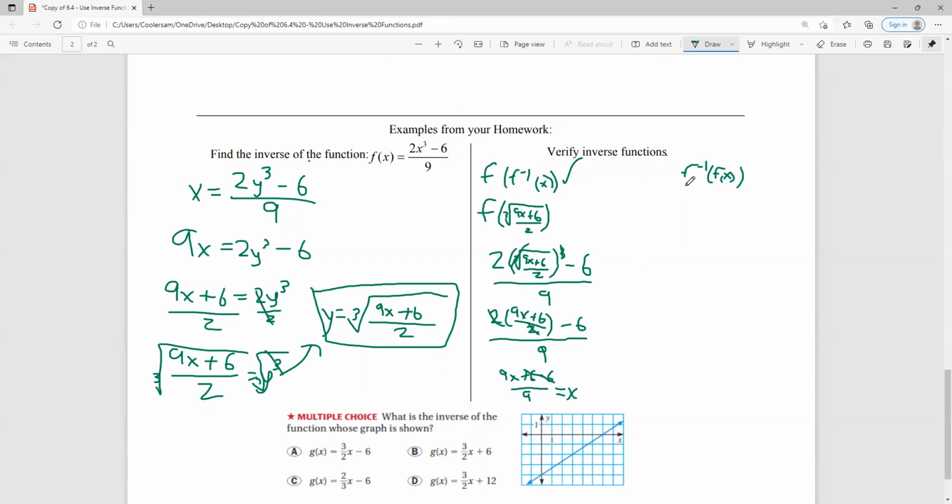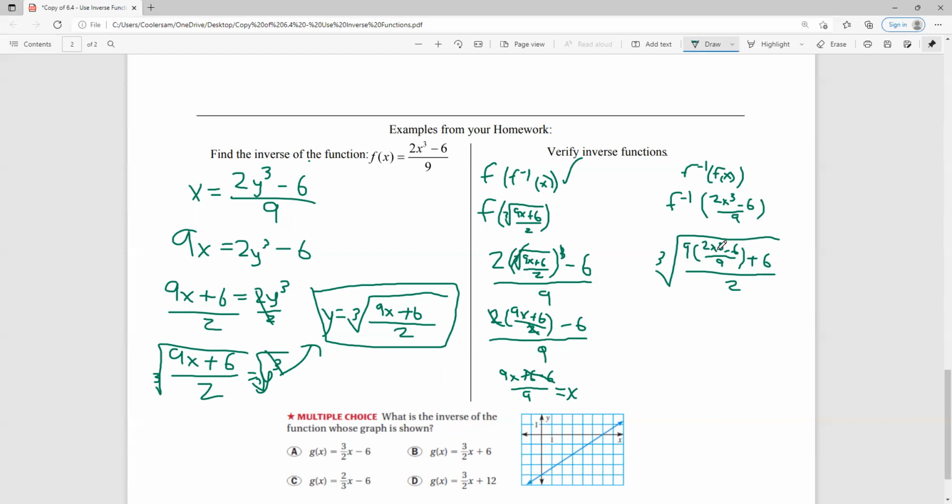Now we're going to start with our original function, so we're going to have f inverse of this stuff. We take all this stuff and plug it into our inverse function. So we're going to have a big cube root of 9 times all this stuff, plus 6.